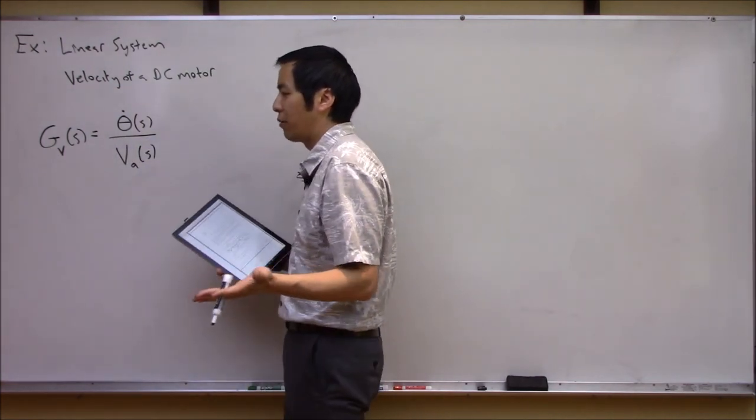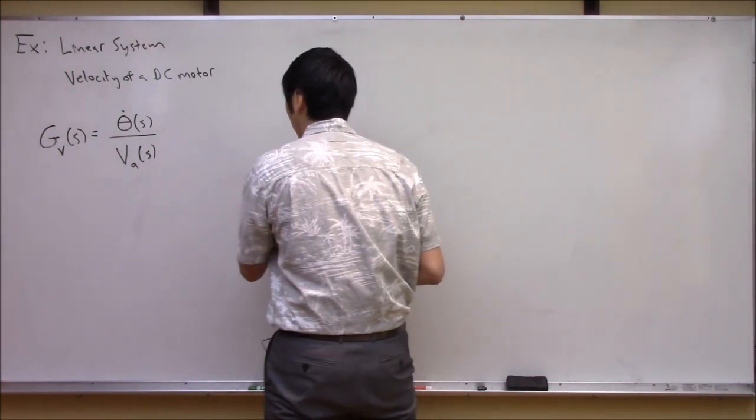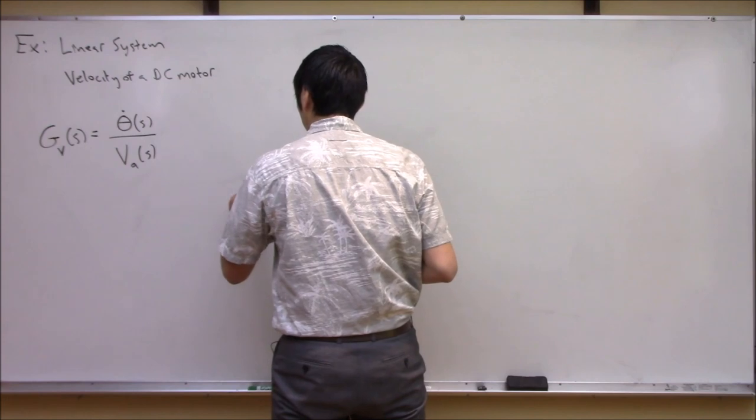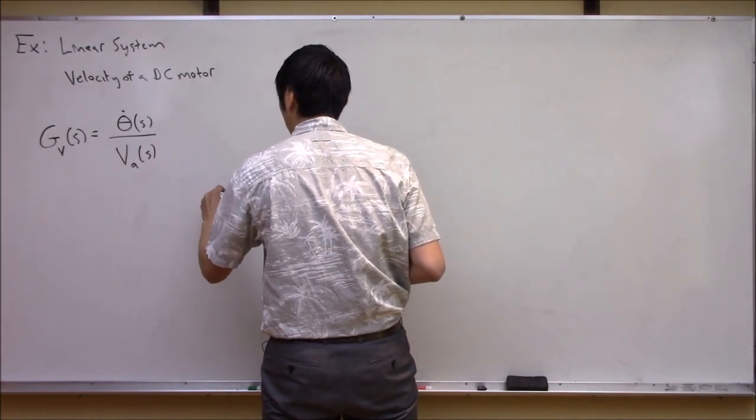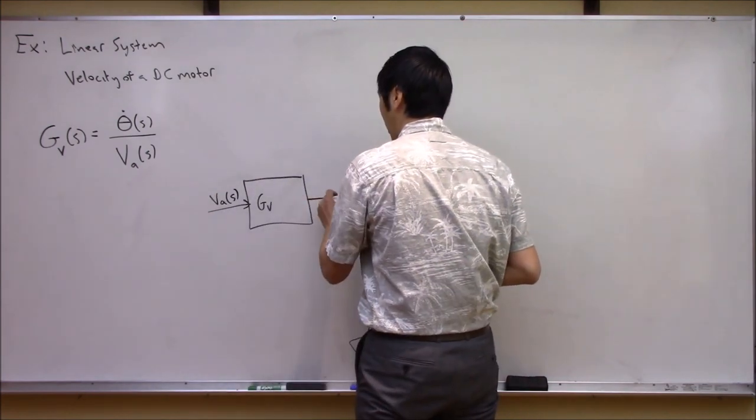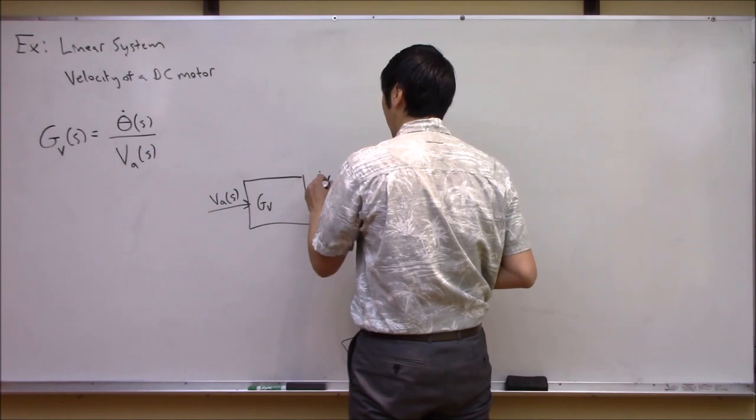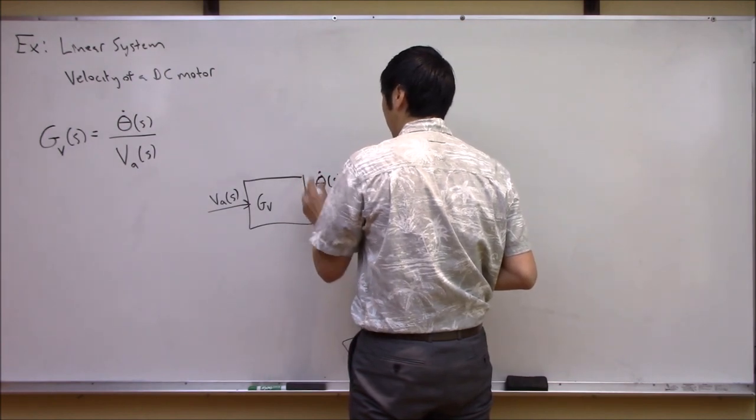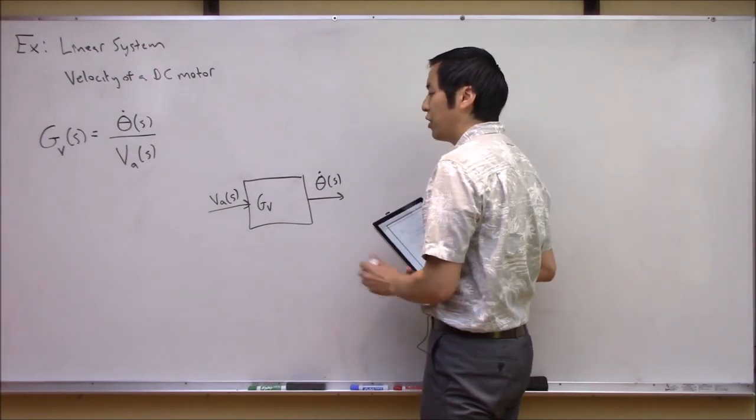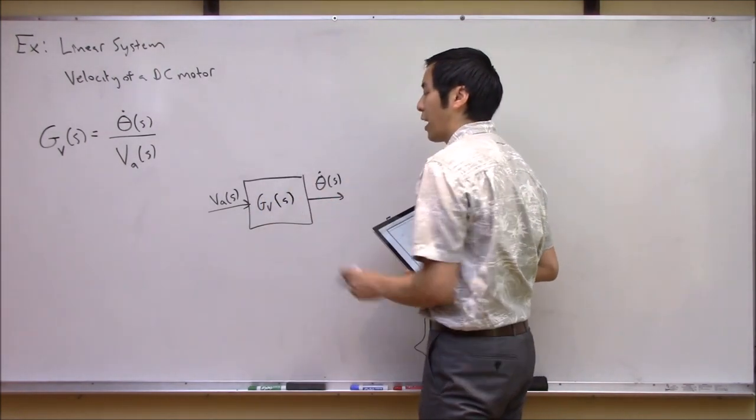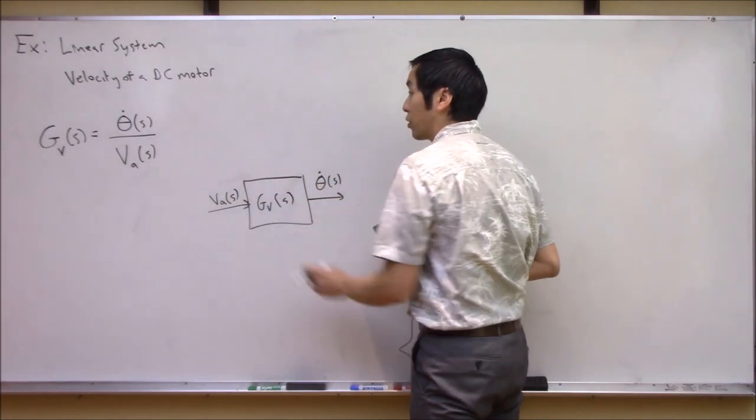I'm sure everyone here is an engineer and understands what a DC motor is. You apply some voltage to the system, and the motor is going to spin at some rate theta dot. It might take time to spin up from a zero initial condition. There might be overshoot. That's what this GV of S transfer function is going to capture: the behavior of velocity to armature voltage.